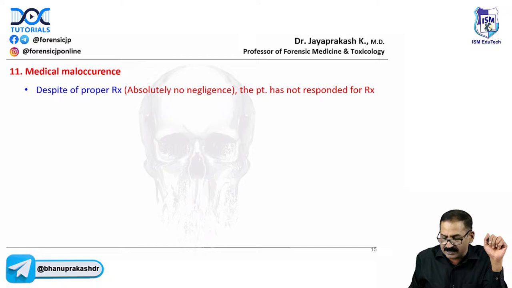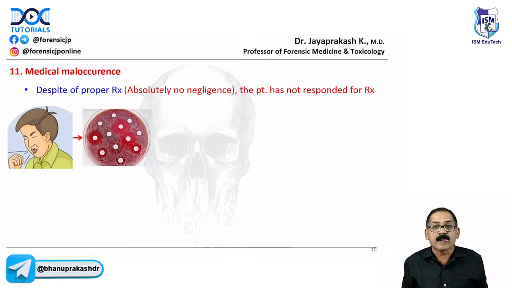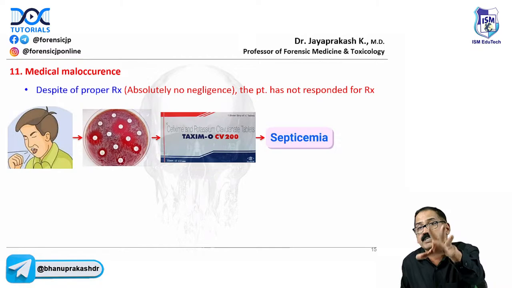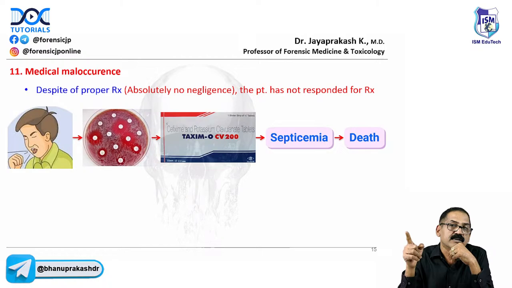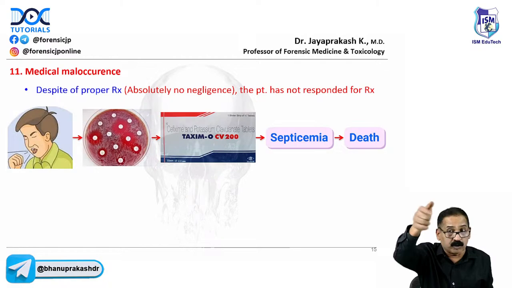A patient comes to me with the issue of cough with sputum. I send the sputum for culture and sensitivity, and the report comes as sensitive to cefotaxime. I give cefotaxime. In spite of that, the person suffers from septicemia and dies. In what way am I negligent? But his wife is not ready to accept that only with a cough the person died. Then she sues me because her husband died. The only thing is, I have to maintain proper medical records. That's it.